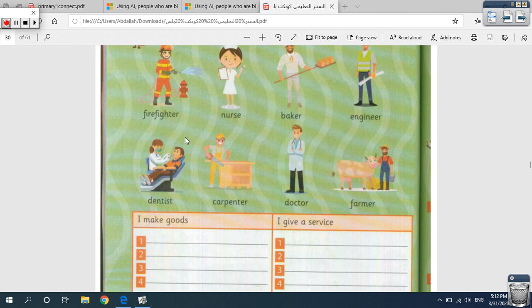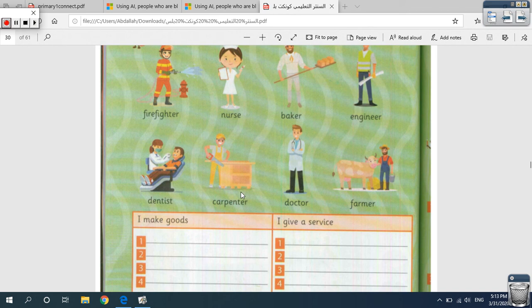Here, Junior 1, on page 20, we have some jobs. Some of these jobs make goods. What's the meaning of goods? Things that we can hold in our hands and use, like the farmer. What did we say about the farmer? He gave us what? Yes, we said he gives us vegetables and fruits. So it's something called goods.